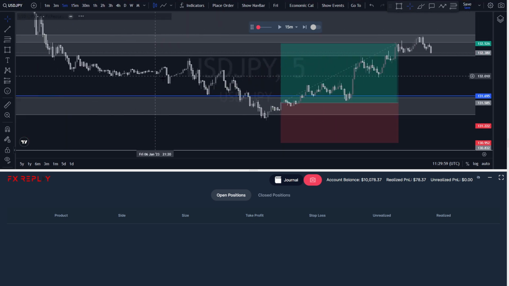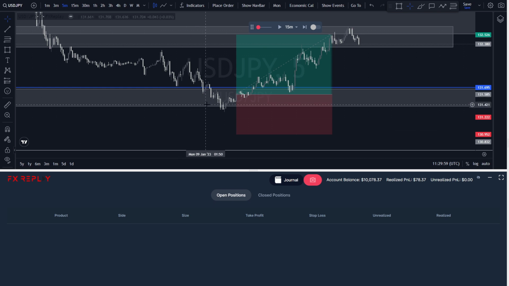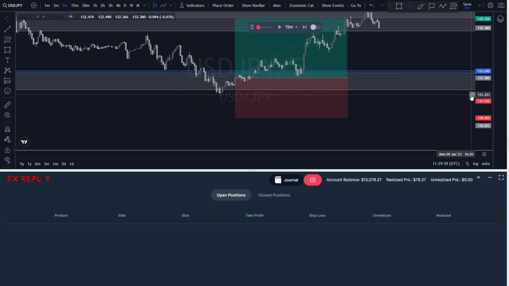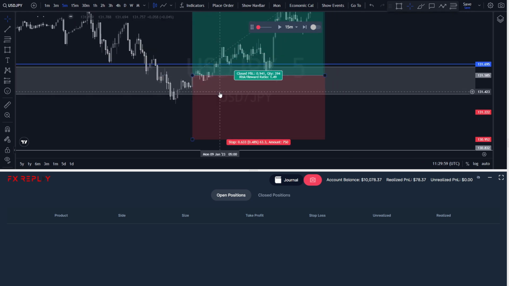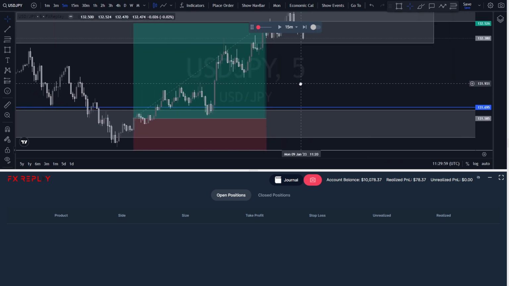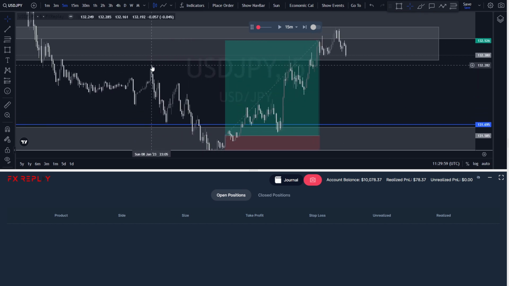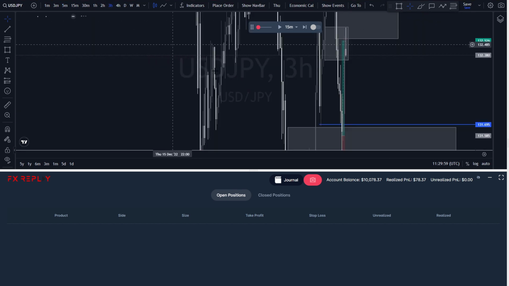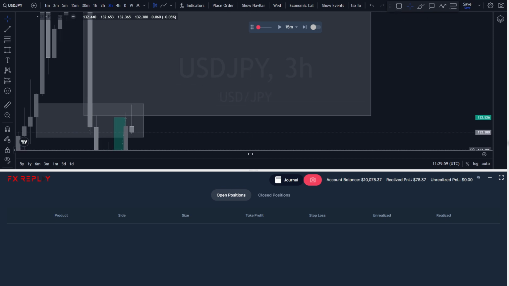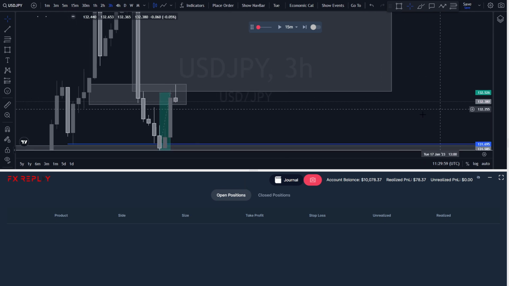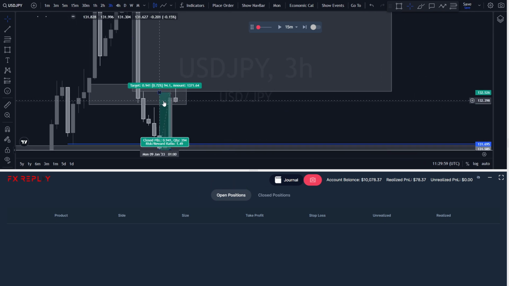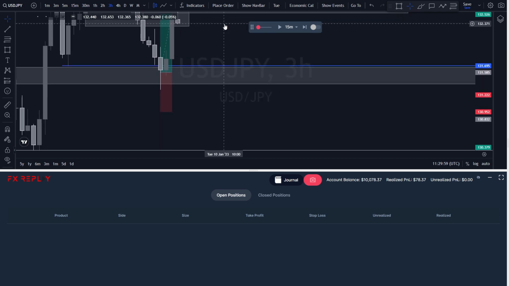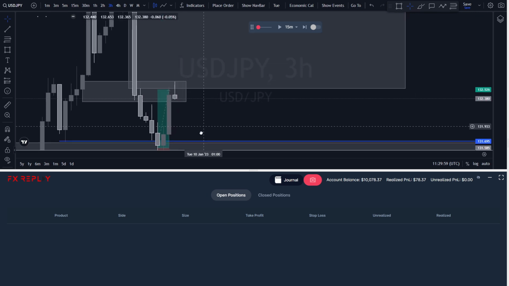So I went into a lower time frame and waited for price to react a bit with the fair value gap. On a break of structure, I entered, and take profits were the previous area of liquidity right here, and also the beginning of this 3-hour fair value gap. So yeah, both were hit. I gave it a lot of breathing room to be sure.